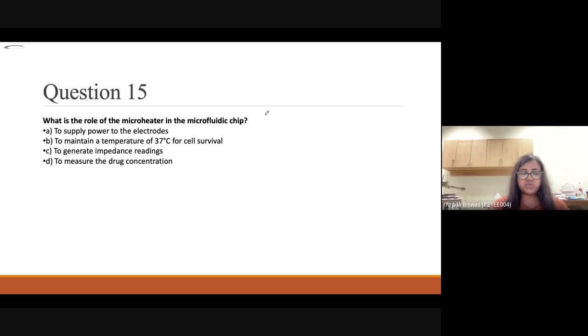So next, moving to question number 15. What is the role of the microheater in the microfluidic chip? The first option is to supply the power to the electrode. The second option is to maintain the temperature of 37 degrees centigrade for cell survival. And the third option is to generate the impedance readings. And the fourth option is to measure the concentration.